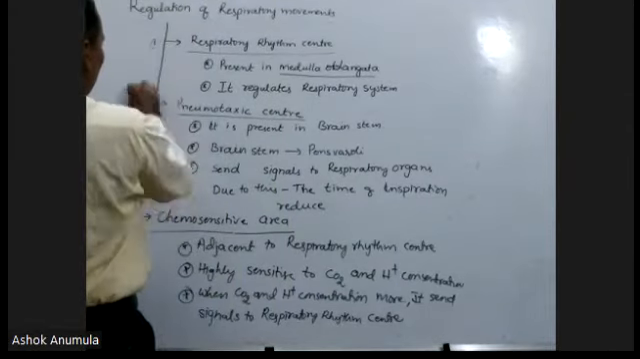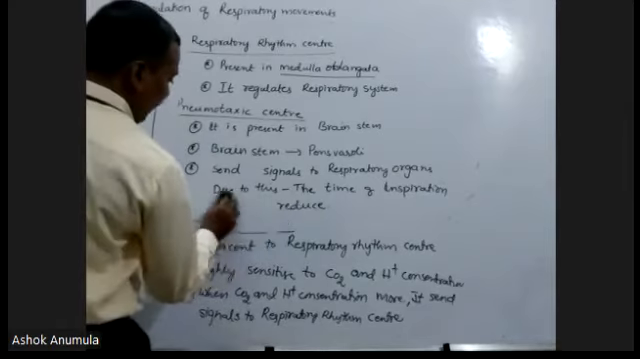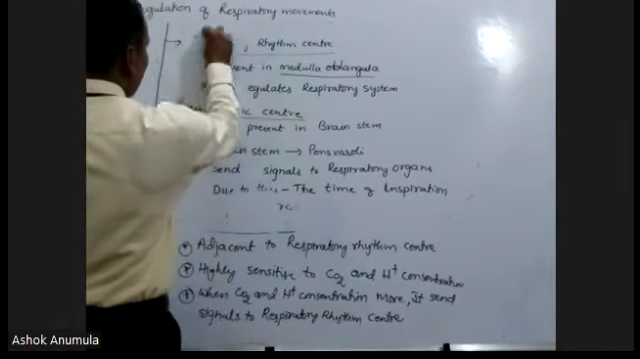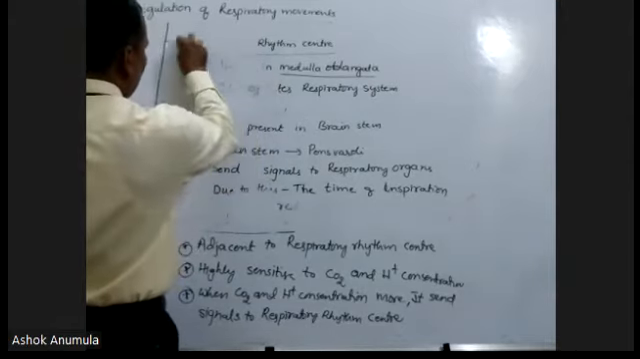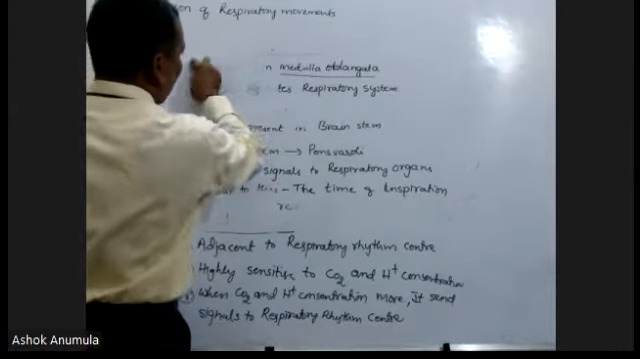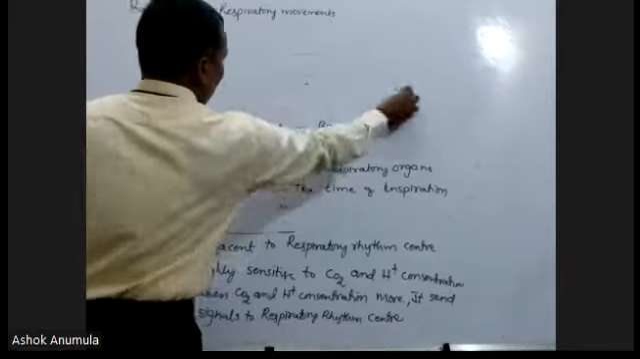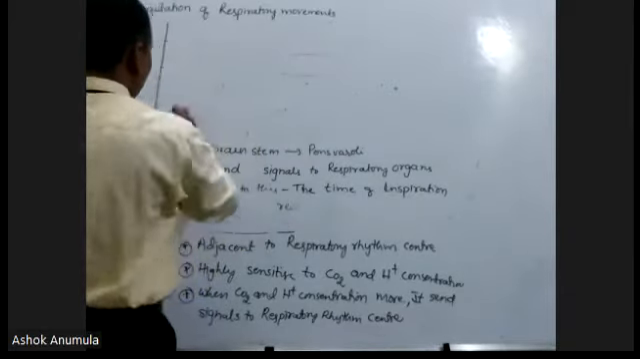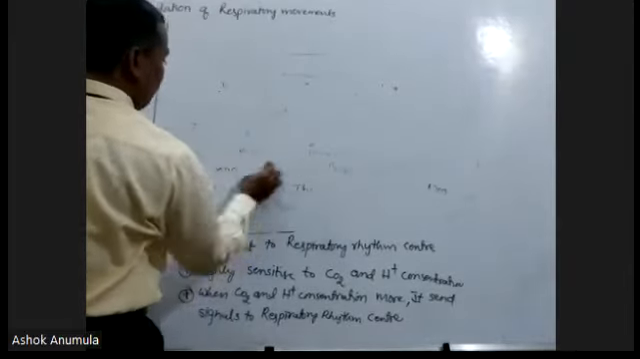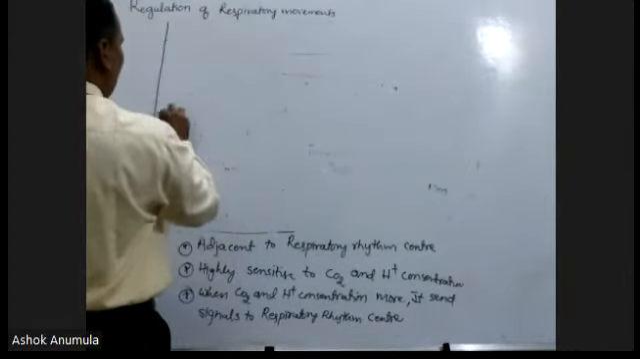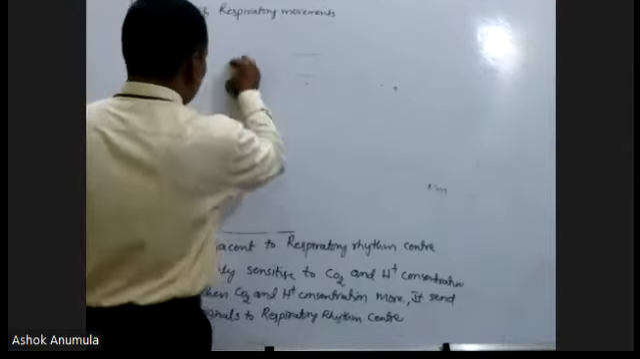Now, some receptors are present. The receptors also play an important role in the respiratory movements. We have to discuss the receptors. The receptors are present above the aortic arc and the carotid artery. These receptors also regulate the respiratory movements.